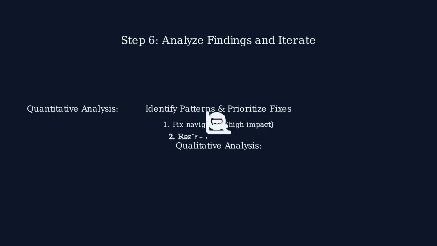Now, identify patterns and prioritize fixes. Combine your qualitative themes with quantitative data. Which issues affect the most users or cause the biggest delays? Rank them by impact. Maybe navigation problems first, then button sizes. This ensures you tackle the most critical usability barriers.